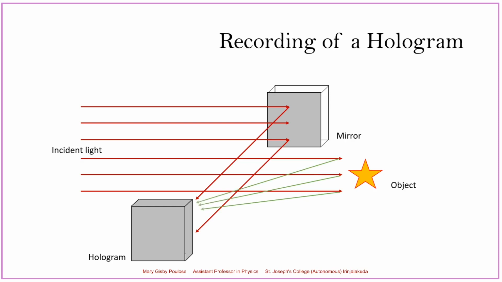So here the single beam is divided into two: the reference beam coming from the mirror and the object beam coming from the object. These two beams superimpose upon each other and produce an interference pattern on the recording medium. They produce an interference pattern here on the hologram. Hence, that pattern gets recorded on it.